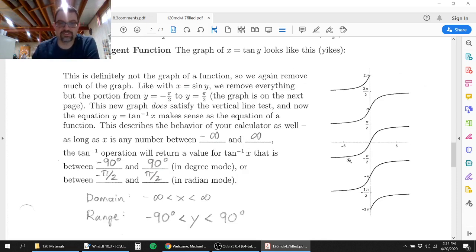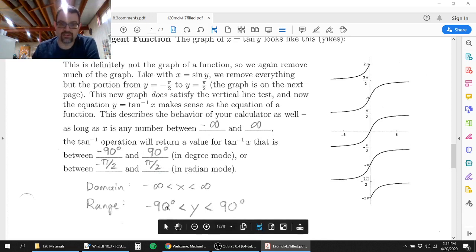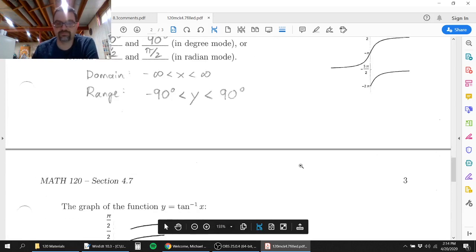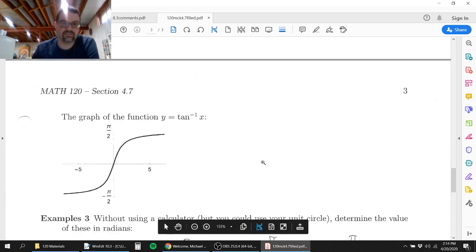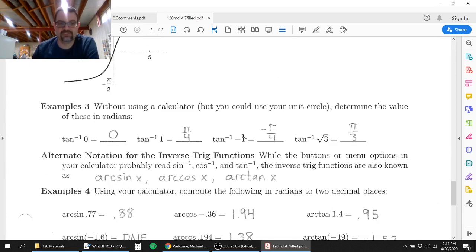All right, now it doesn't have restrictions on the domain. You can do inverse tangent of any number. The output, though, like inverse sine, is just between minus 90 and 90, or minus pi over 2 and pi over 2. So there's that graph of inverse tangent, just this much. All right, if you want to pause and try the inverse tangent examples, in example 3, do that. All right, let's look at them now.